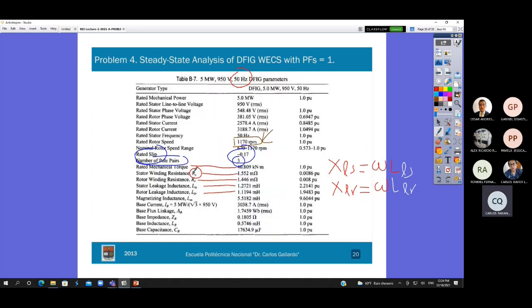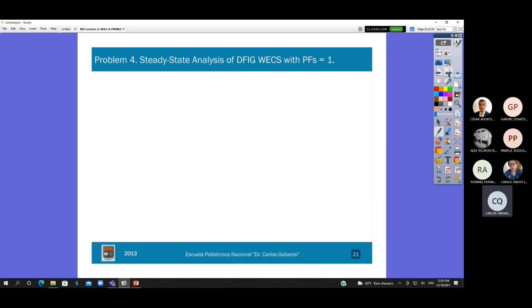So this is the data. I will have here the stator resistance, the rotor resistance, the leakage inductance for the rotor and for the stator, the rated speed, the number of poles, and besides the frequency of operation. Okay, so let's start the solution. My first question is to compute the generator mechanical torque and power.